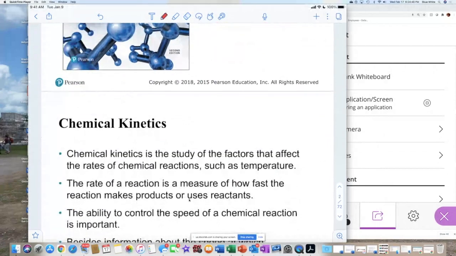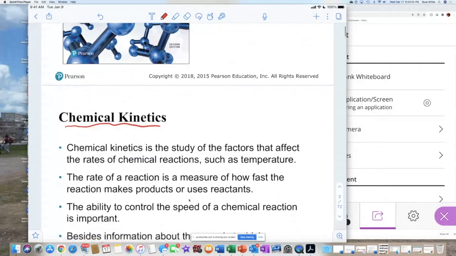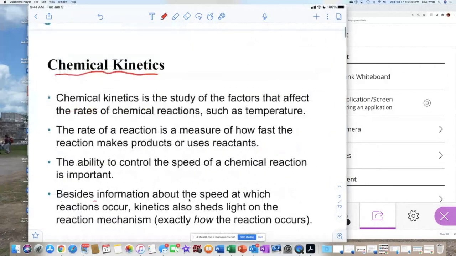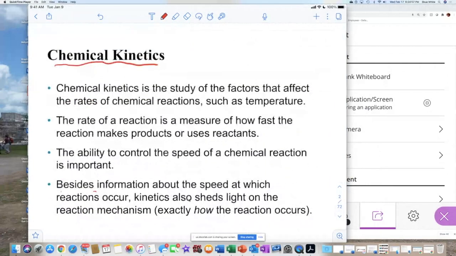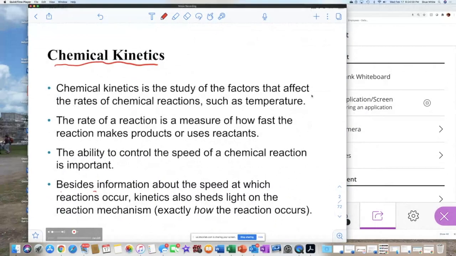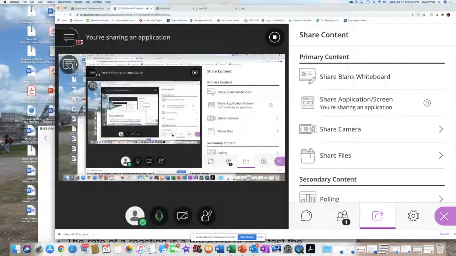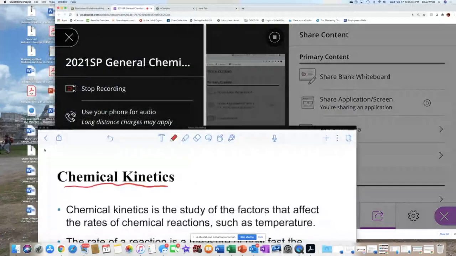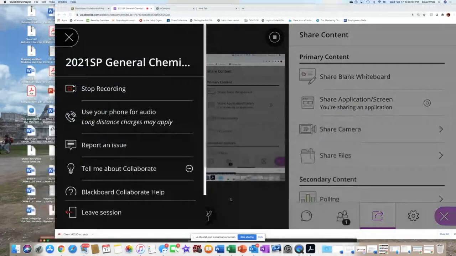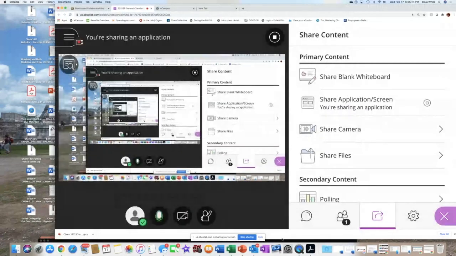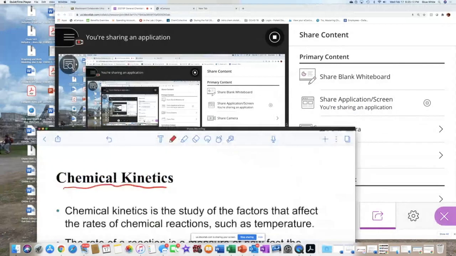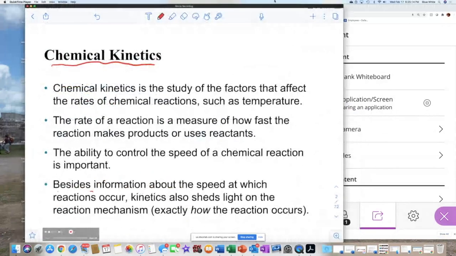Anyway, we are looking at chemical kinetics. Remember, the chapter is chapter 14. I'm going to go straight into it before something else goes wrong. Let me make sure I am recording, and that my audio can be heard, because that was an issue before. I am recording and my audio can be heard. Okay, so we're going straight into the lesson.